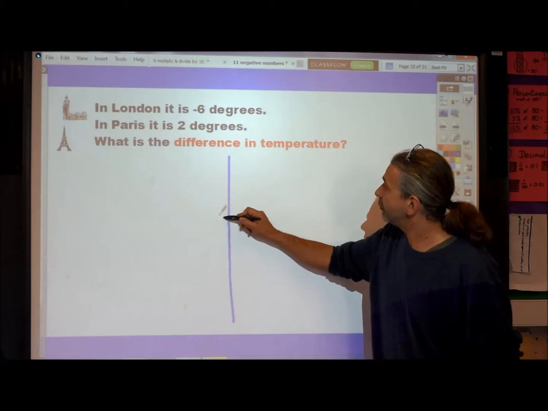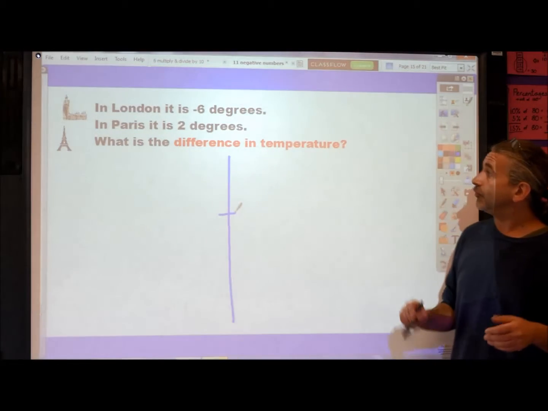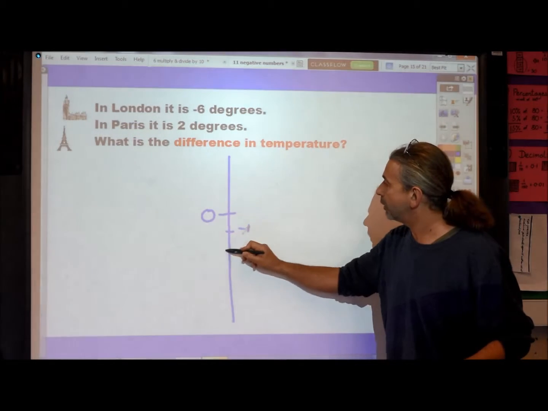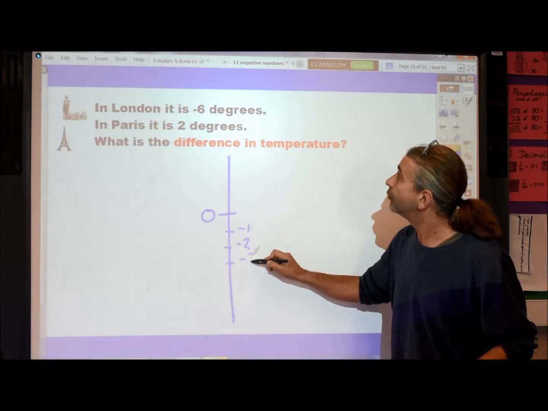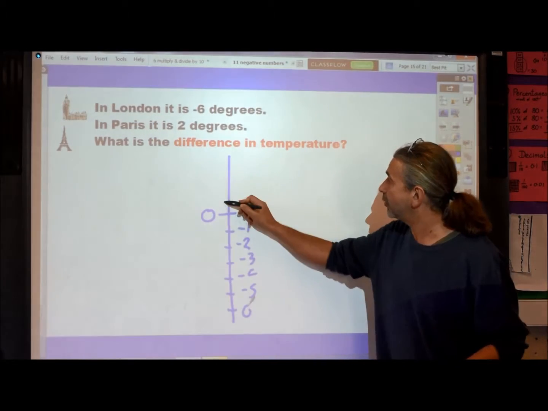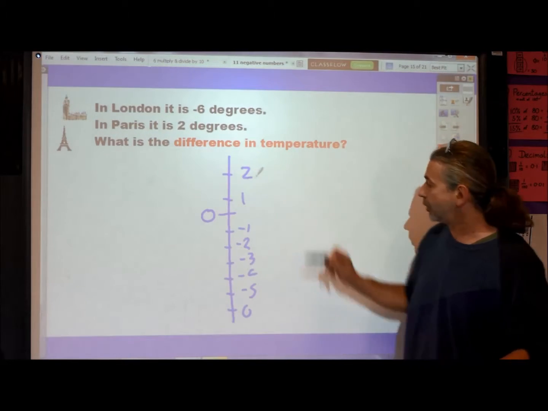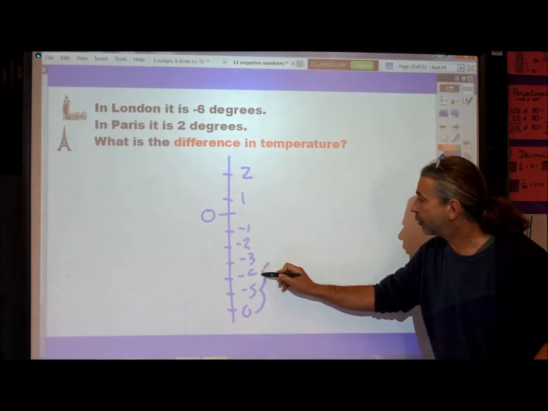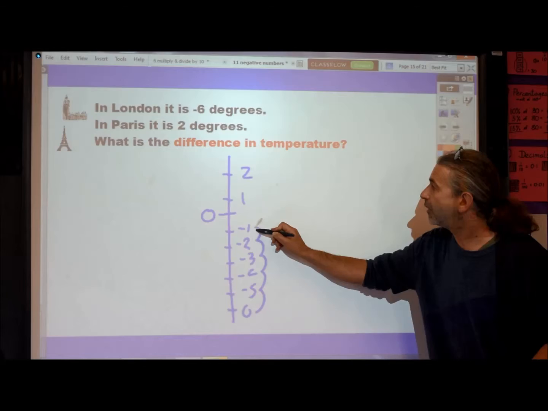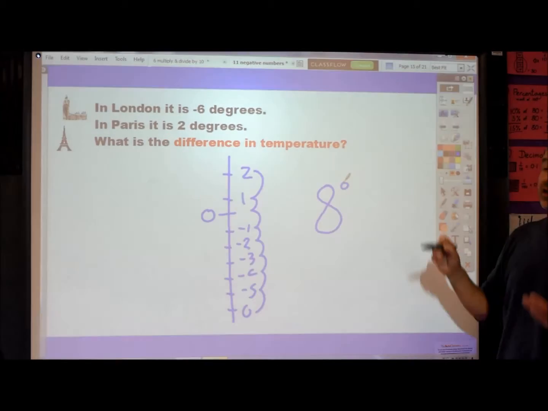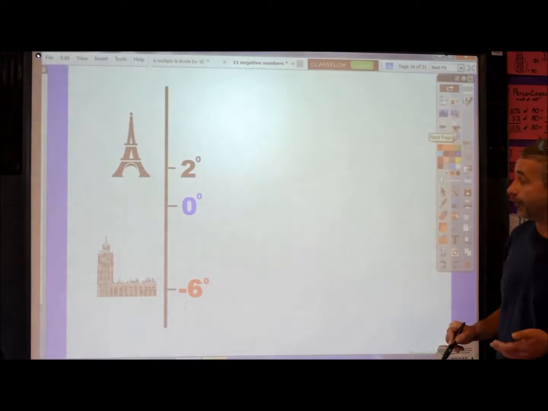So, in London, it's minus 6 degrees. In Paris, it's 2 degrees. What's the difference? Let's start with 0, minus 1, minus 2, minus 3, minus 4, minus 5, minus 6, and above it 1 and 2. Right, let's find out what the difference is by counting 1, 2, 3, 4, 5, 6, 7, 8. There is 8 degrees difference between the two.